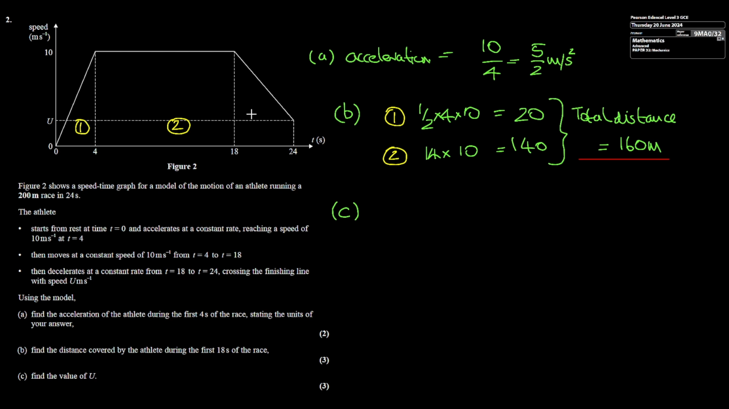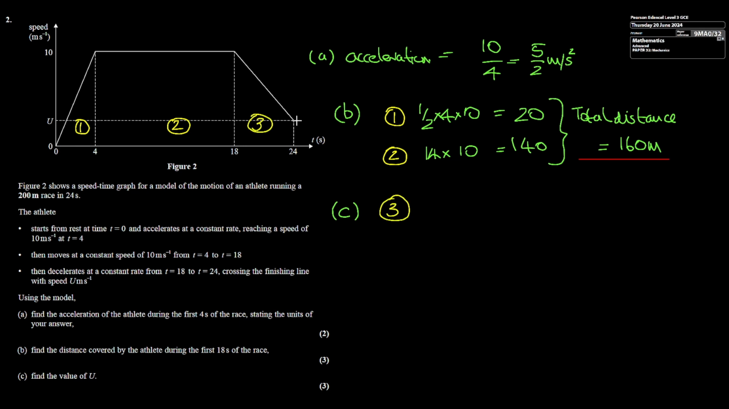And in part C, we've been asked to find the value of u, which is the speed at which the athlete passes the finish line, 24 seconds after the start. Well, to do that, we need to find the area of the third section of the journey.